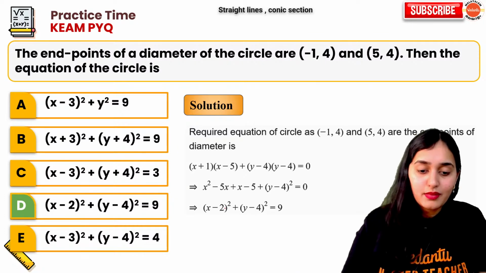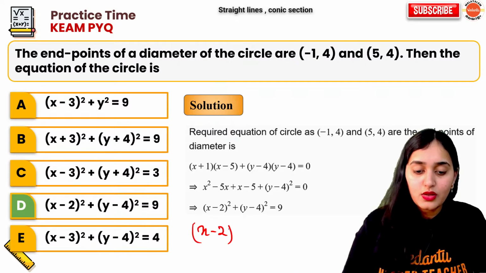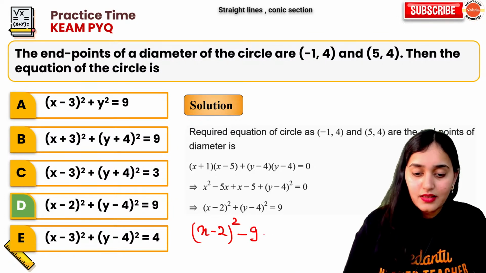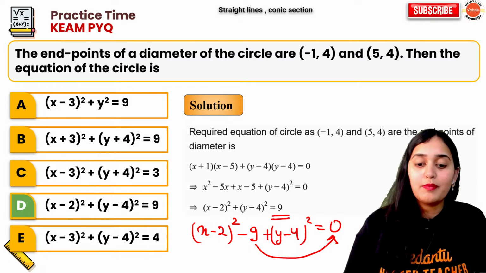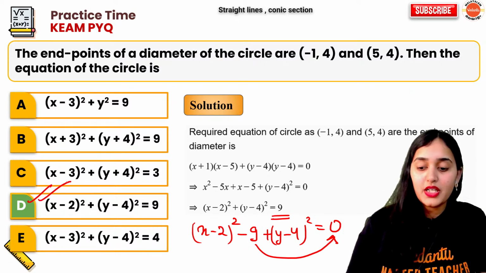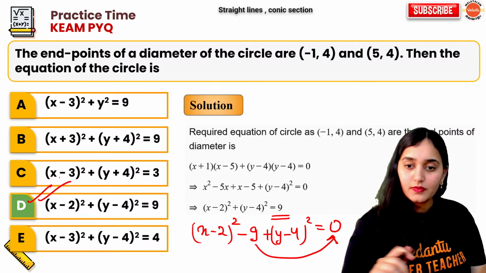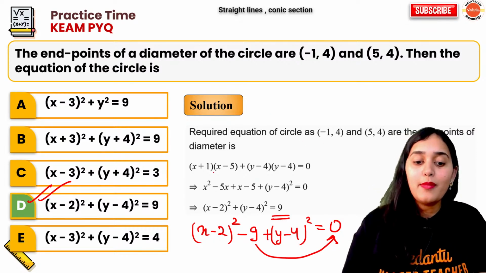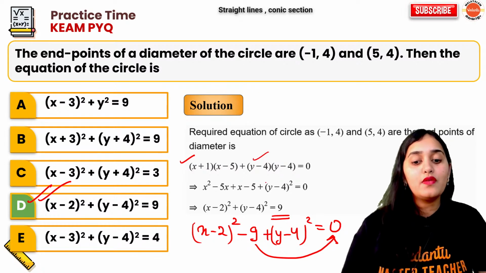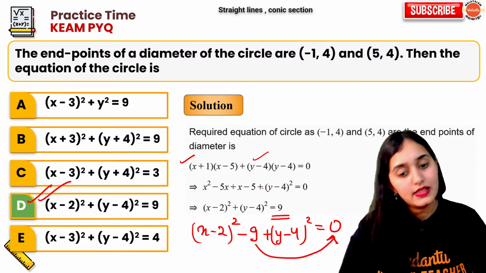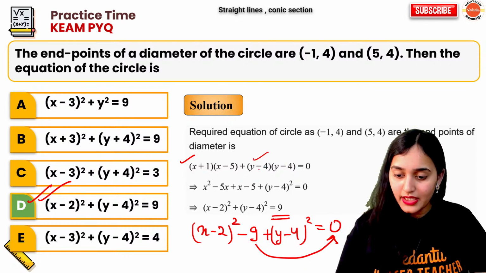So my equation becomes x minus 2 whole square minus 9 plus y minus 4 whole square equals to 0. This minus 9 will go to this side. It will become plus 9, and hence option D will be my answer. This is a direct formula based question. x minus x1 into x minus x2, y minus y1 into y minus y2 is equal to 0. Clear to everybody?